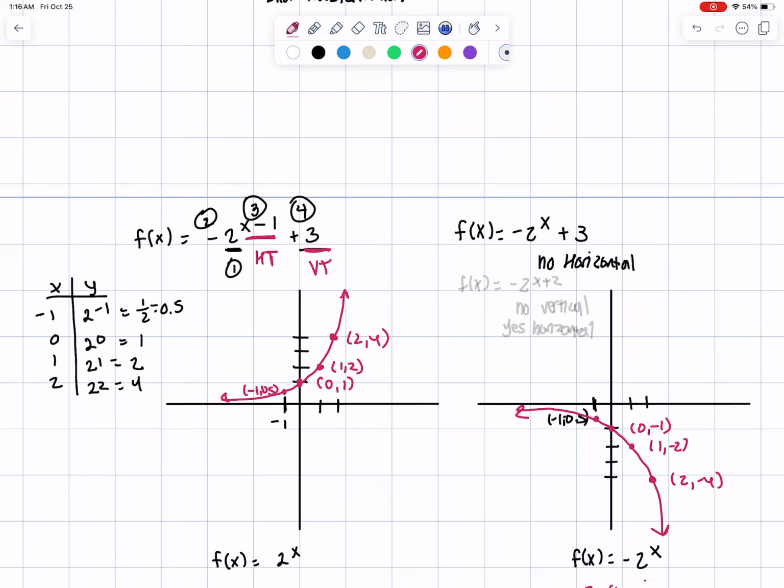Now let's say if it was just like this, then you'd only have no vertical, yes, horizontal. So something to keep in mind. If you weren't given a horizontal shift, then you wouldn't have to graph that. So this is exponential functions.